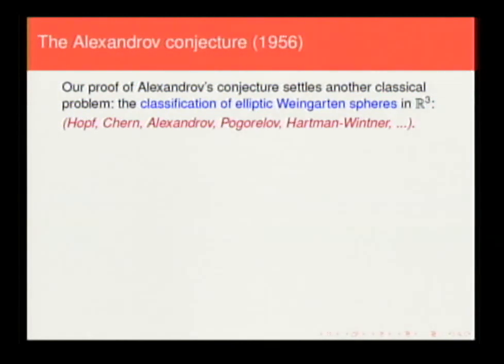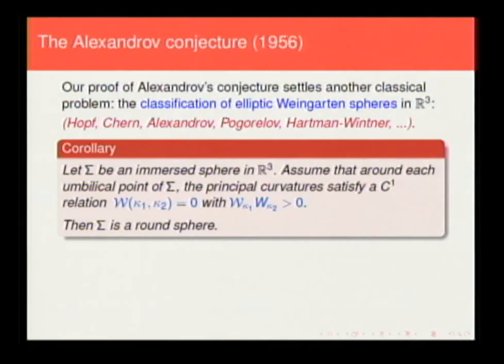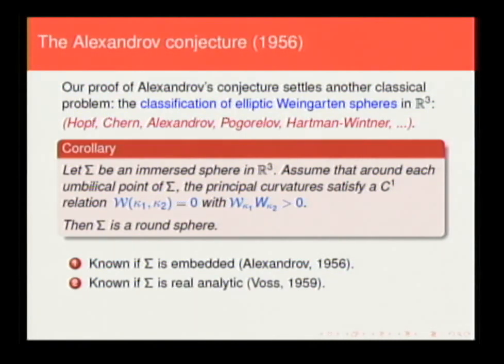This problem has been studied by many authors, and we prove that given an immersed sphere in R3, if we assume that around each umbilical point the surface satisfies a C1 relation with the elliptic condition, then the surface is in fact a round sphere. This problem was known when sigma is embedded, using the reflection principle by Alexandrov. If the surface sigma is real analytic, it was proved by Voss that the result is also true.